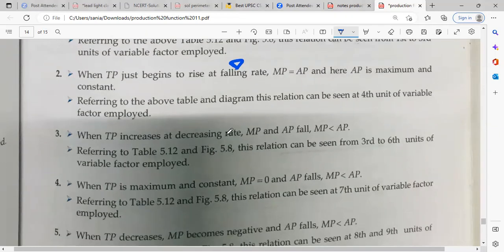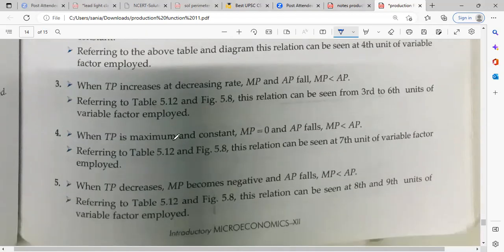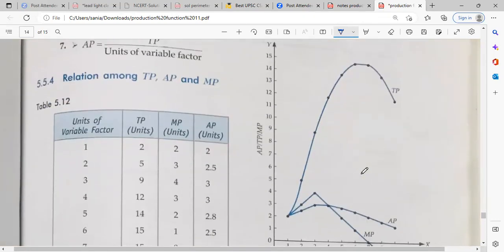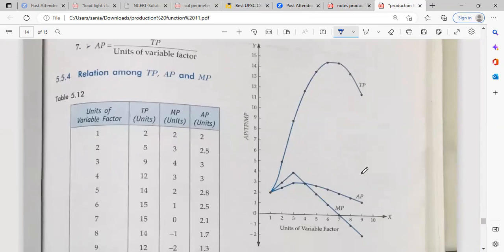Then when TP increases at decreasing rate, MP and AP fall, and now MP is less than AP. When TP is maximum and constant, MP is 0 and AP falls. And over here again MP is less than AP. Then when TP decreases, MP becomes negative and AP falls. Here also MP is less than AP. Clear? Students, clear?